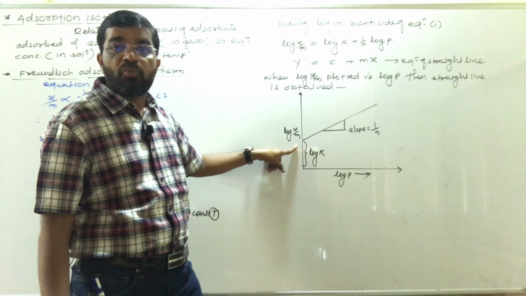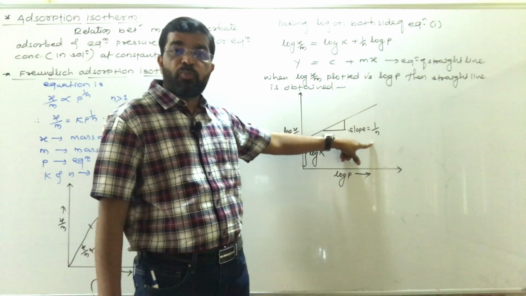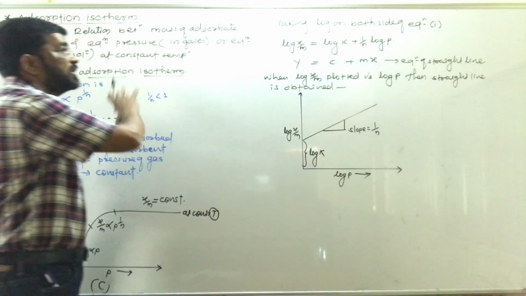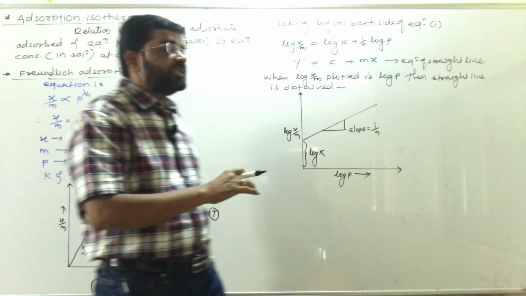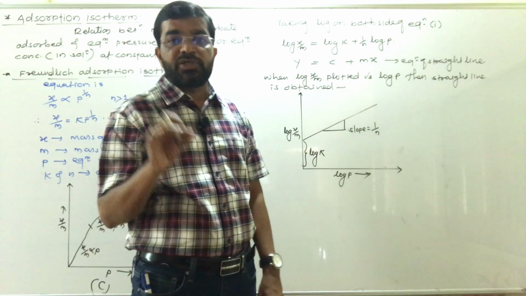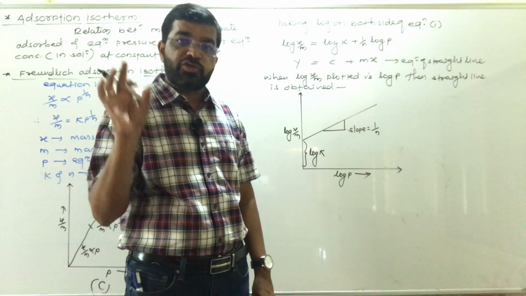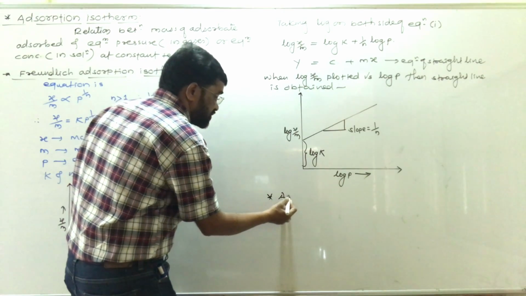Intercept on the y-axis gives the value of log k, and slope of this straight line gives the value of 1 by n. So this is nothing but the overall adsorption isotherm, and it is the Freundlich adsorption isotherm. Now see the next point.